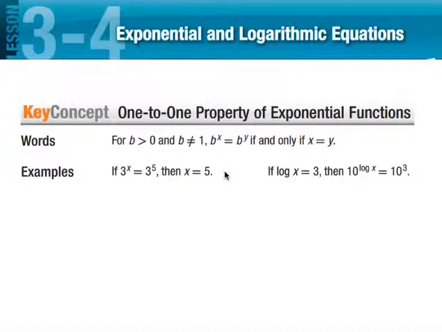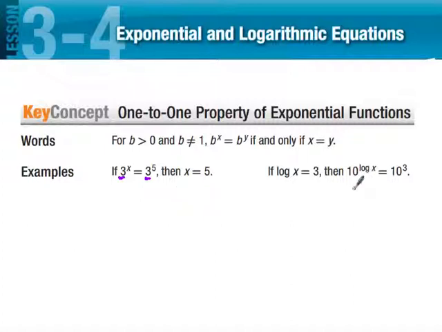Okay, and we haven't had that happen before. Basically, the biggest thing we need to understand is that if I have the same base on both the left and the right side, all you do is set the exponents equal. That's all you do. Okay? Same thing with the logarithm here.